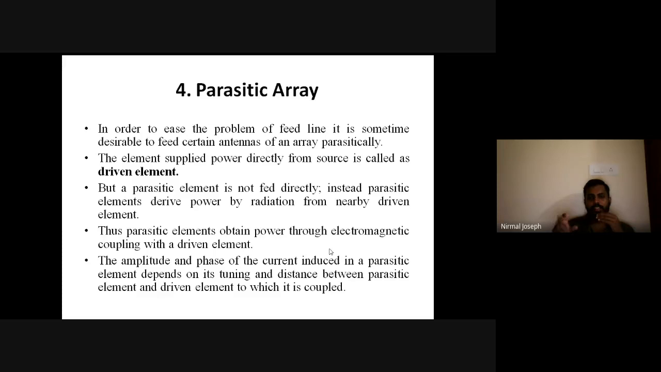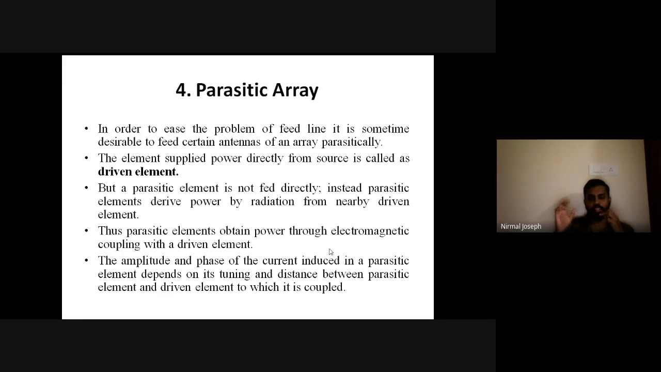That means you will feed the current to some element of the array and the other elements will take from that particular element. The other elements will not be provided direct supply; they will take from some other element. The element supplied power directly from the source is called the driven element. Suppose we have an array, in that one driven element will be there, and that element will be supplied power directly from the source.